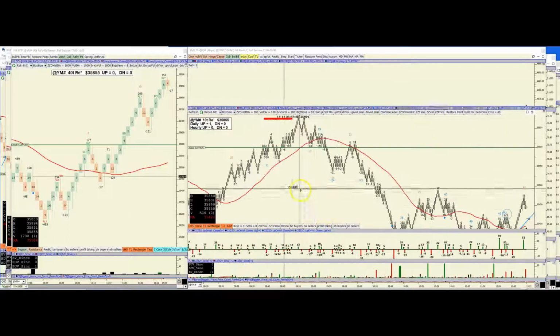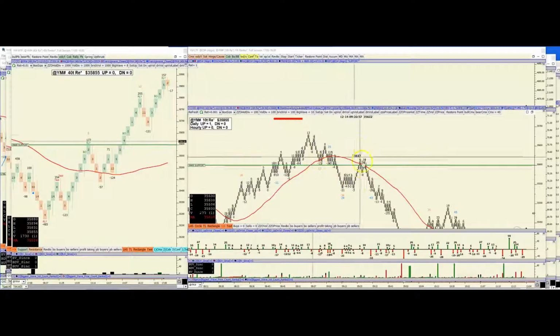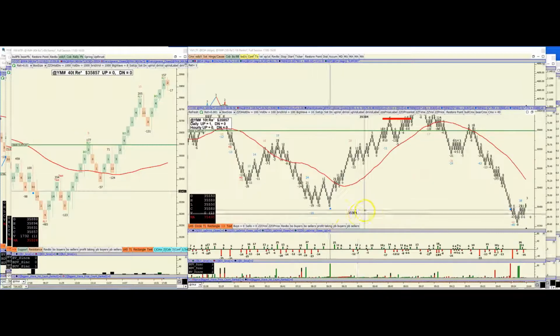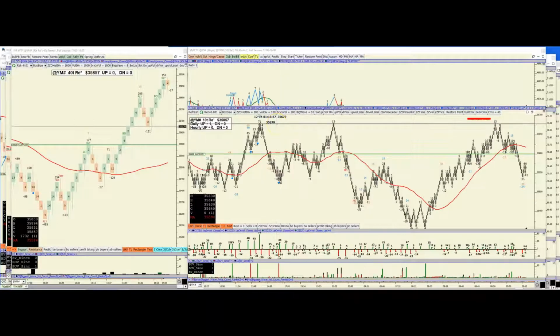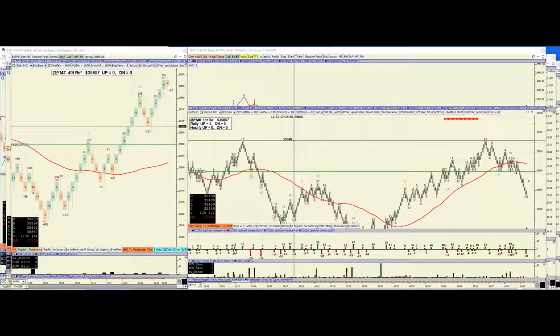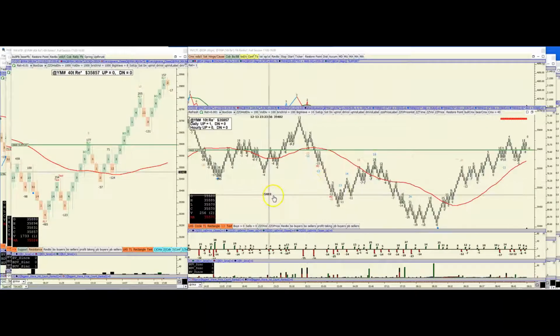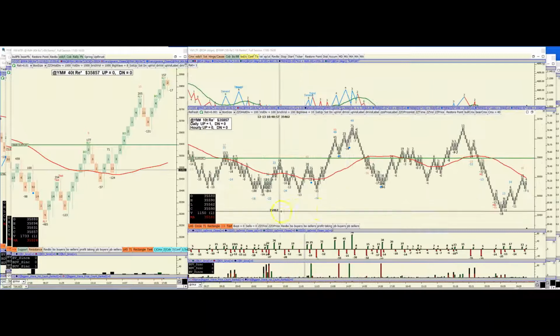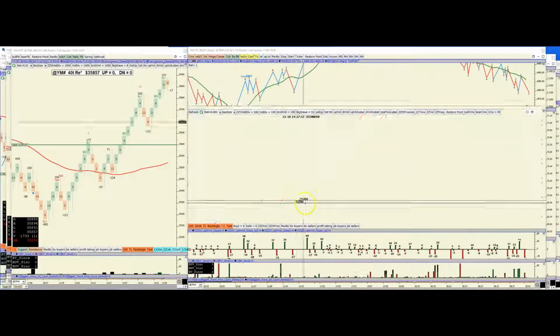So each time you see the same thing. If you're lucky, you'll get a move like this, but the damn thing doesn't come back and test, so forget it. This went too low. It's this one. So again and again, it's the same story.